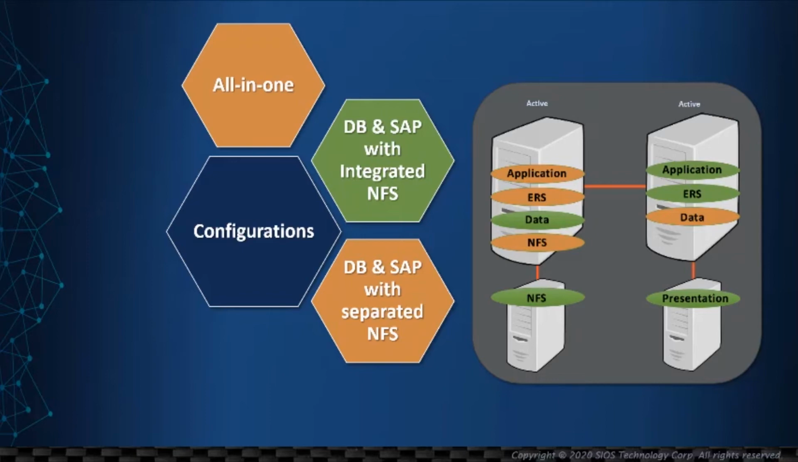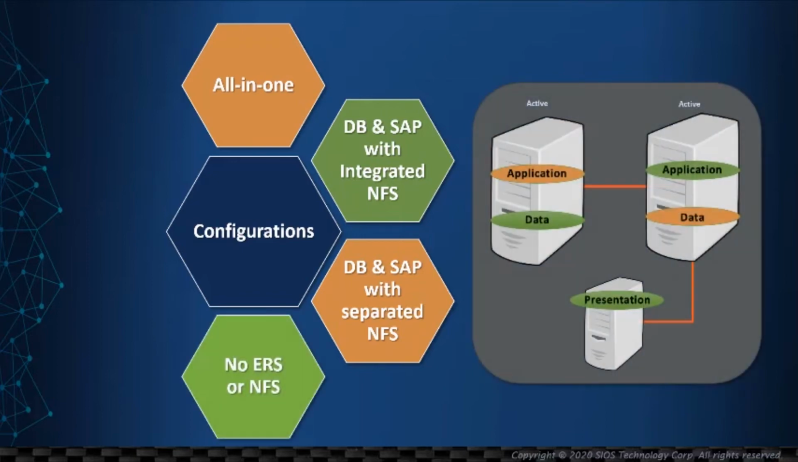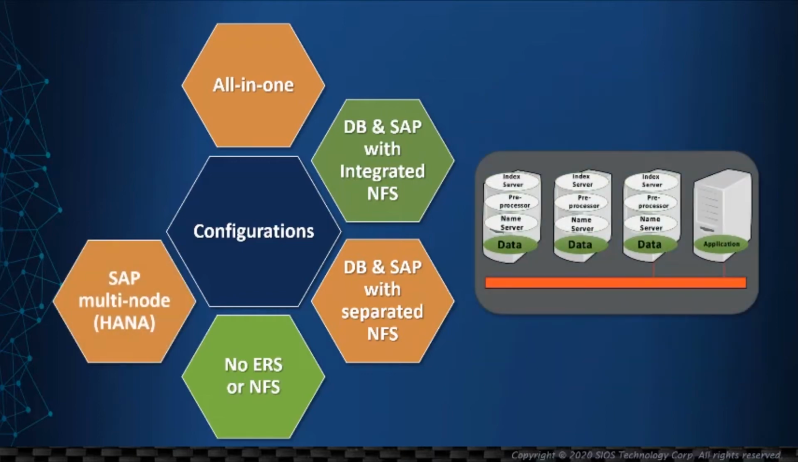We'll compare this with a configuration which is not running either NFS or our on-queue replication service. This is a variation of the other configurations where some companies opt not to run these particular services. And then lastly, we'll look at an SAP multi-node HANA configuration. And this is a configuration involving multiple nodes which are laid out in a symmetric distribution fashion.